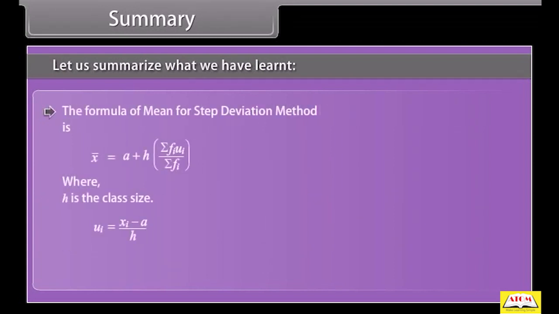The formula of mean for step deviation method is assumed mean plus h multiplied by summation of the product of fi and ui divided by summation of fi, where h is the class size, and ui equals xi minus a divided by h.